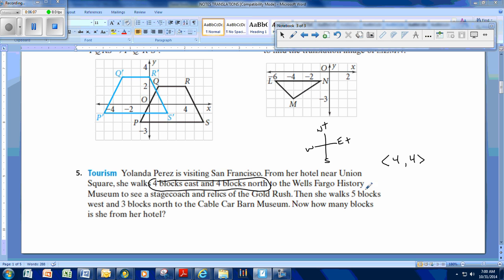Then she walks 5 blocks west and 3 blocks north. 5 blocks west would be -5, and 3 blocks north would be +3. Now, how many blocks is she from her original starting point, which was her hotel? All I'm going to do is just add these together. 4 plus -5 is -1. 4 plus 3 is 7. So she's -1, which means she's 1 block west and 7 blocks north.